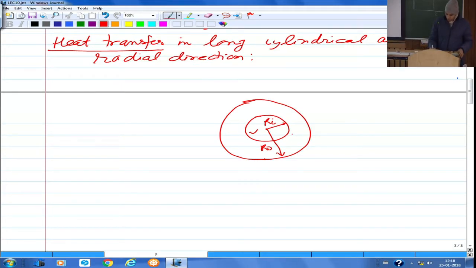So obviously for this, if you take any other point, it has a radial coordinate r. So some point here is at a distance small r. So small r is the radial coordinate measured from the center of the cylinder, and the temperature gradient is only along r. That means temperature is only a function of r. So heat transfer, as I said, is only taking place along the radial direction.